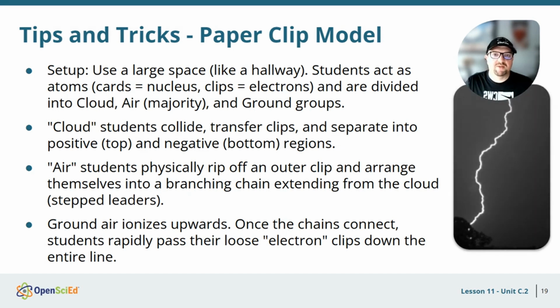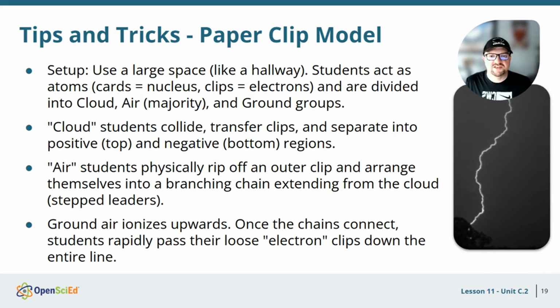For the paperclip model, I found you really need a large space, like a hallway, so students can physically spread out in order to build a physical and kinesthetic model using the paperclips. Students will act out the subatomic particle level mechanism of a lightning strike by taking on the roles of the cloud, ground, and atoms. They use cards to represent the nucleus and paperclips to represent the electrons. Physically passing and ripping paperclips away from each other simulates step leaders and ionization.